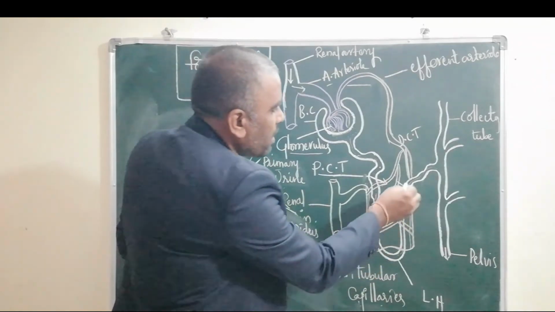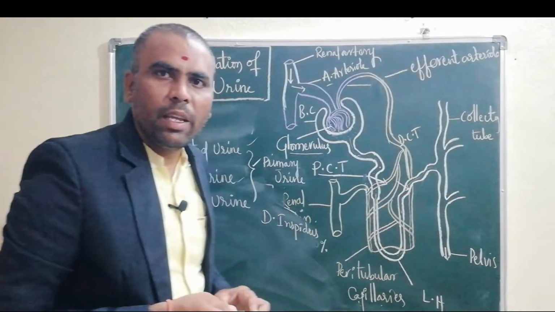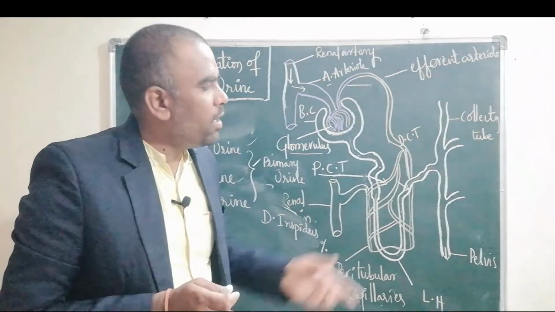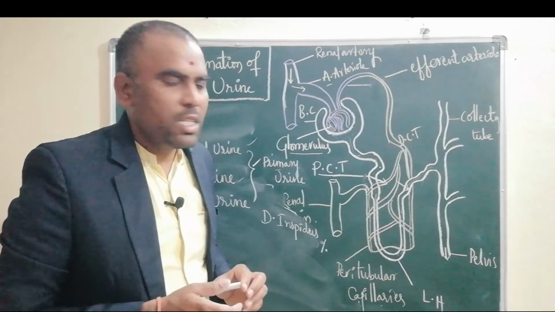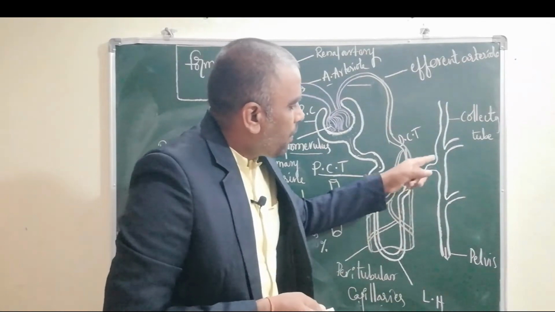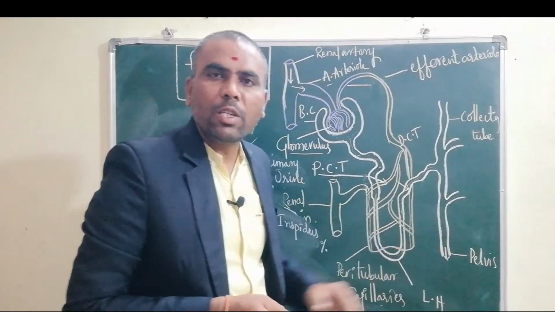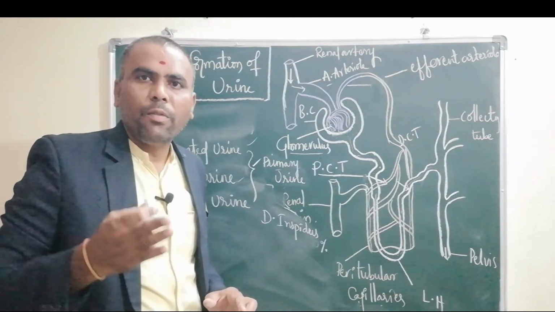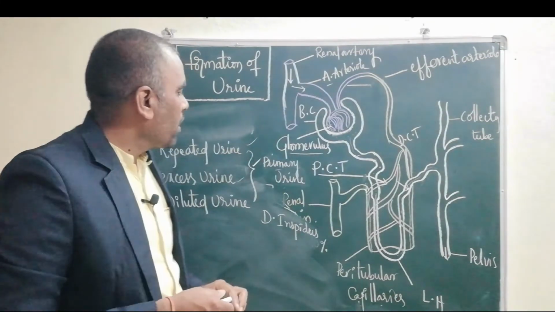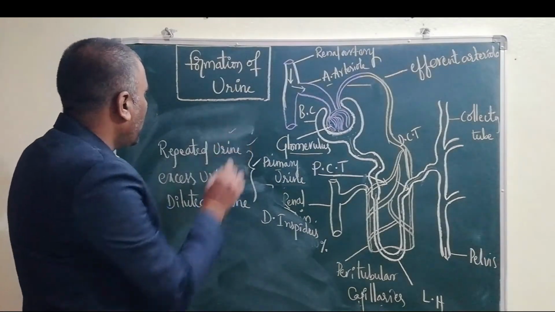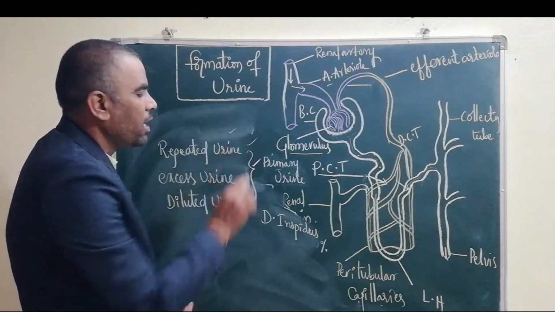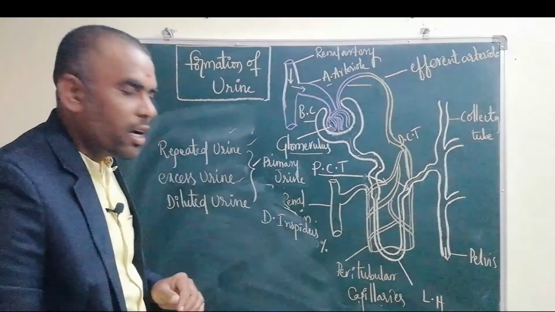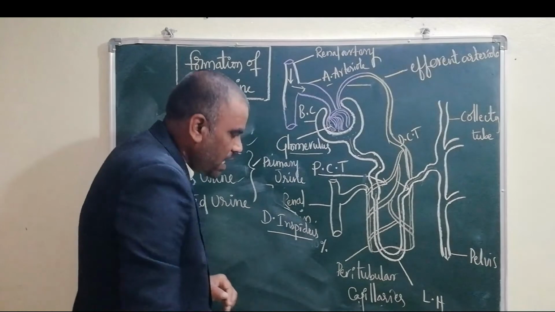Then from the DCT, it goes to the collecting tube. Here the urine becomes further concentrated. To pass the concentrated urine, the vasopressin hormone is released. Then it passes through the pelvis to the ureter, the ureter to the urinary bladder, to the urethra, and through the urethra it goes outside. Due to the deficiency of vasopressin hormone, it causes repeated urination, diluted urine, and excess amount of urine. The condition is called diabetes insipidus.